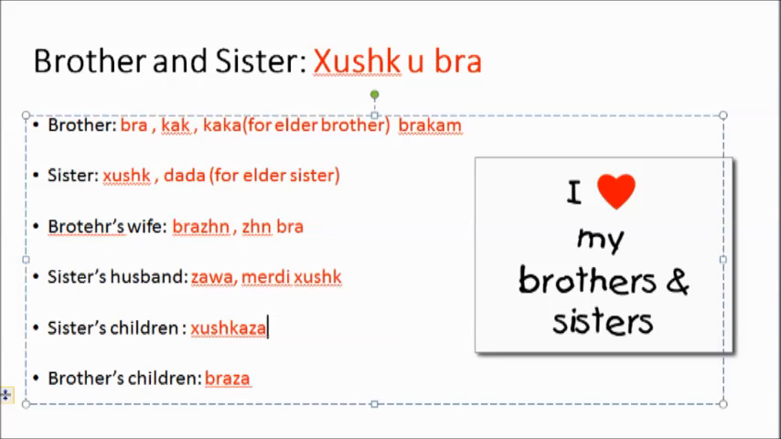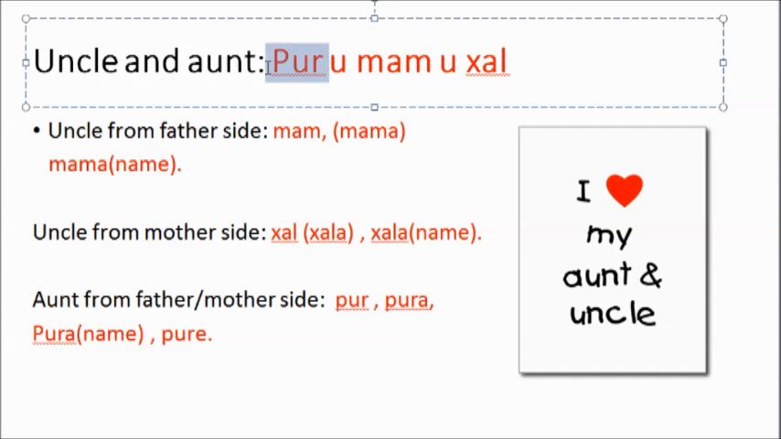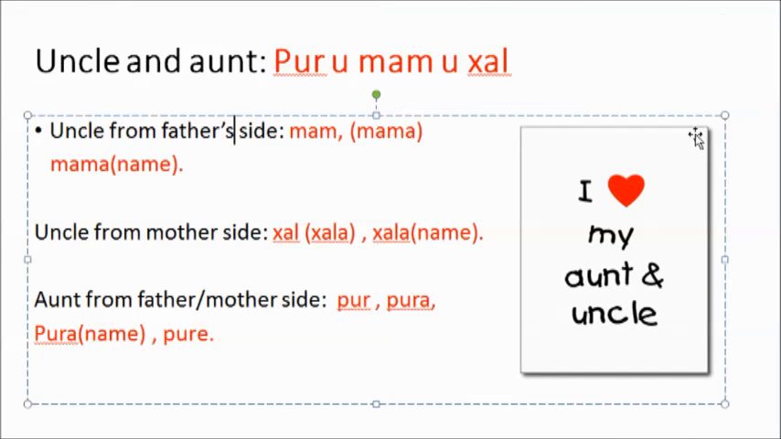All right, let's go. Okay, we have uncle and aunt. Pur mam khal. Pur means aunt. Mam means uncle, but from father's side, so brother of father. Khal means uncle, but from mother's side, which means brother of mother. So basically, uncle from father's side, the brother of your father, you call him mam.